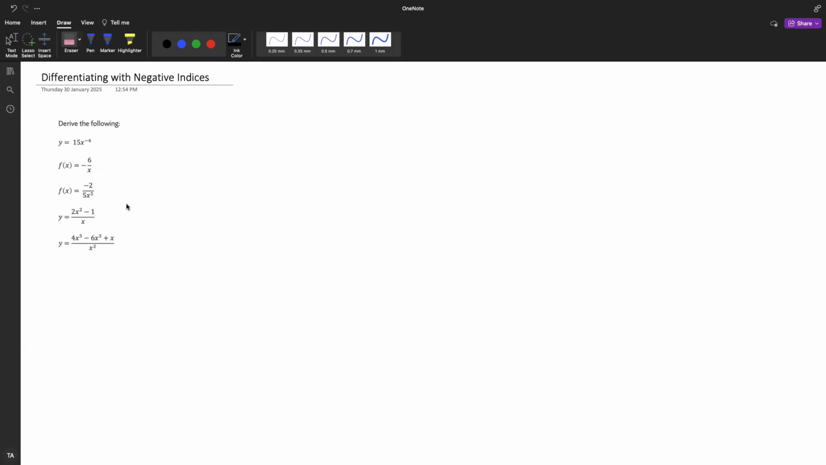how to derive these sorts of expressions as well when we have fractions, as well when simplifying these fractions first, and getting them derived. So we'll go through them one by one, and you guys will sort of understand the different intricacies involved in each of these questions and how we can get past them. So if we look at the first one, we've got y is equal to 15x to the power of -4.